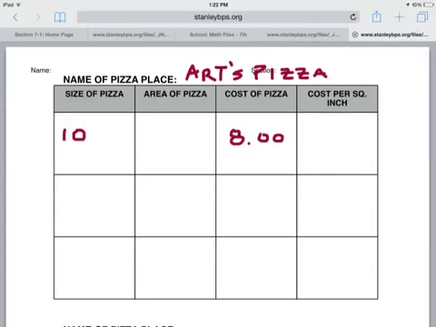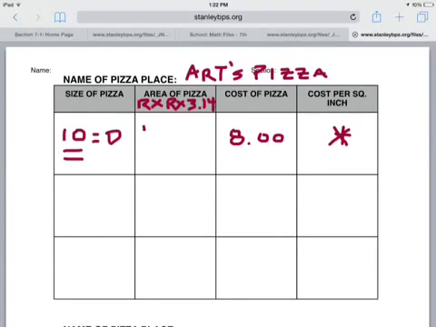So here's the first piece. In order to get the cost per square inch, which is this little section on the end, the very first thing that we're going to need to do is to get the area of the pizza. So as you remember from class, the area of the pizza is the radius times the radius times 3.14, or pi.